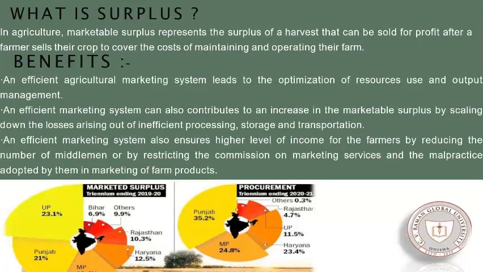Benefits: an effective marketing system leads to the optimization of resource use and output management. An effective marketing system also ensures a higher level of income for the farmers by reducing the number of middlemen or by restricting the commission on marketing services.